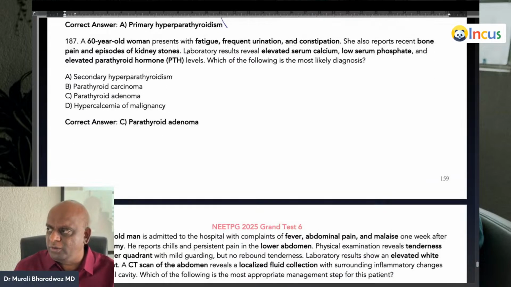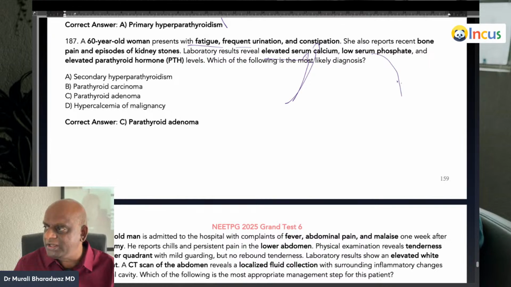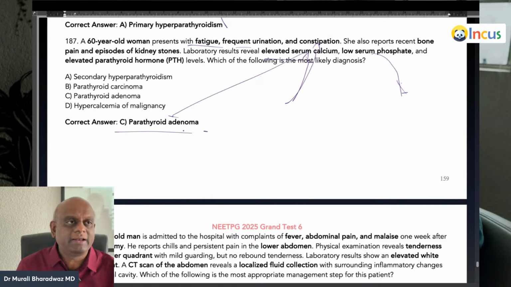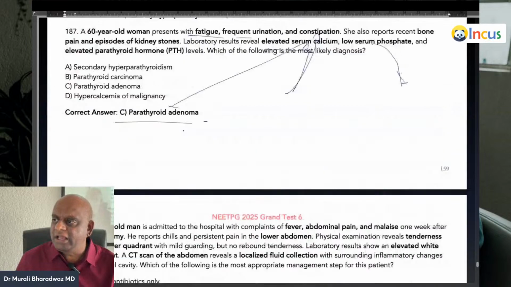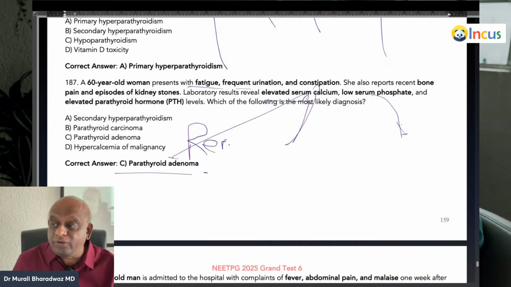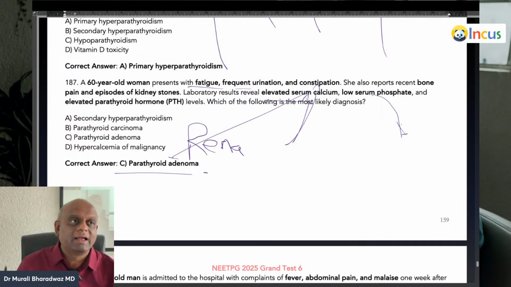60-year-old with fatigue, frequent urination, constipation, elevated serum calcium, and a low serum phosphate is parathyroid adenoma, primary hyperparathyroidism. Are they the same history? If there is a renal failure patient, what then?